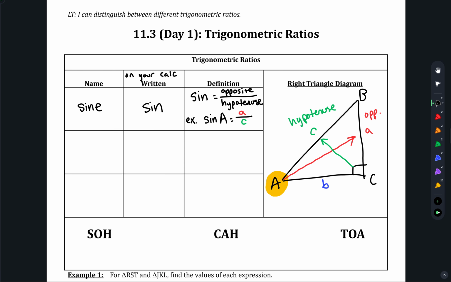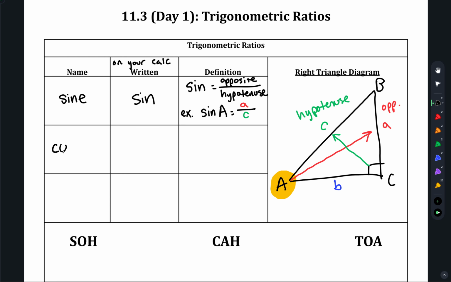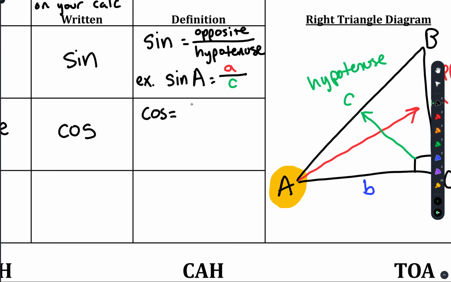The next definition is cosine. In your calculators, that would be abbreviated C-O-S, not cos. That's cosine. And if sine is the relationship between opposite and hypotenuse, cosine is the relationship between what we call the adjacent side and the hypotenuse.